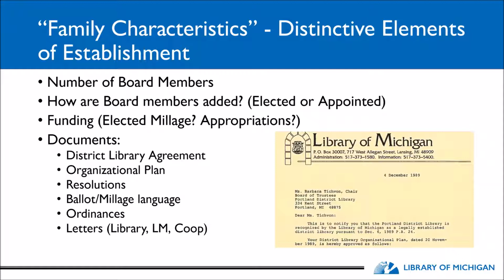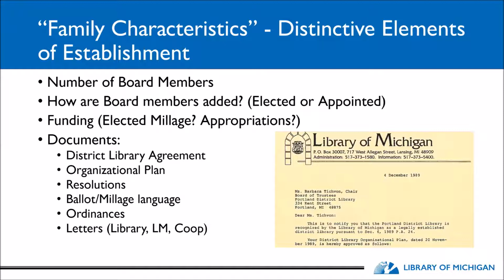If you look at what kind of documents you have, if you have something called a district library agreement, then obviously you're likely a district library. If you have something called an organizational plan, an organizational plan is a yellow piece of paper, at least the originals were yellow, and it was a form from the Library of Michigan. When the District Library Establishment Act came out in 1989, any district libraries that had already existed in 1989 were kind of grandfathered in to the District Library Establishment Act. And one of the ways that was done was through the use of organizational plans.